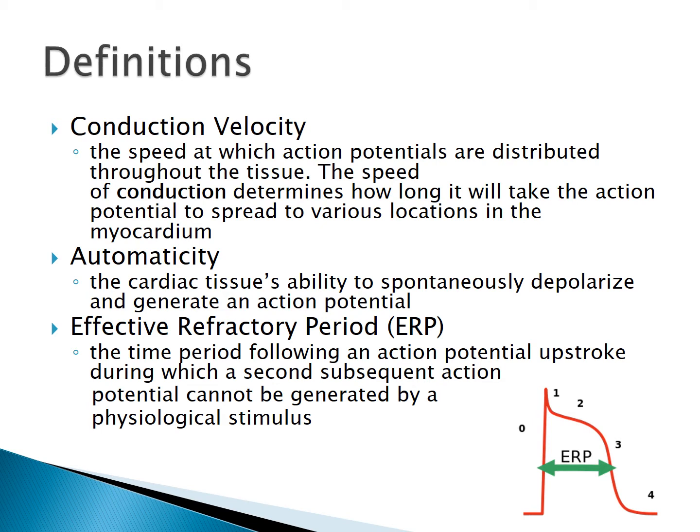I want to define some terms you'll hear throughout this presentation. First, there is conduction velocity, which is the speed that the action potentials will move through the cardiac tissue. Next, you have automaticity, which is the heart's innate ability to spontaneously depolarize and generate action potential, which happens in the pacemakers, either normal nodes or abnormal tissue in the heart. And finally, the effective refractory period, or ERP, is the time after an action potential where the cell is unable to initiate another action potential. This occurs during phase 0 to 3, as you can see in the diagram.